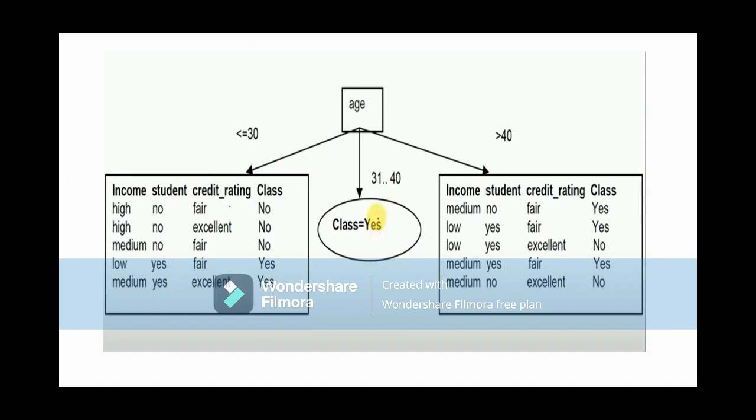Now you have 2 subsets for which we have to calculate the information gain and find the decision node. Which decision node comes next?